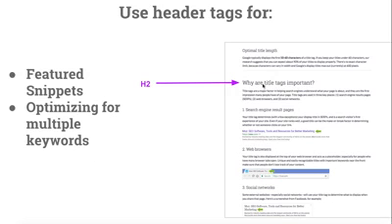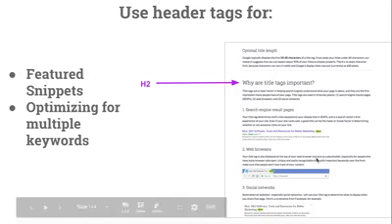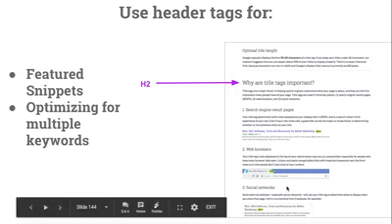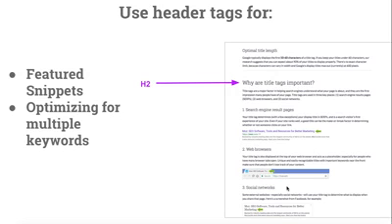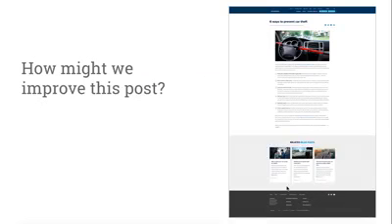So all of those H2 tags are questions, and then we provide the answer. And again, that expanded answer is in H3 or H4 tags, and that can be good to not only expand on the answer and talk more about it, but also just in case Google decides to show a list instead of 2 to 3 sentences, we're prepared with those H3 and H4 tags. So again, those H2s and H3s and H4s can help you optimize for multiple keywords and appear in featured snippets.